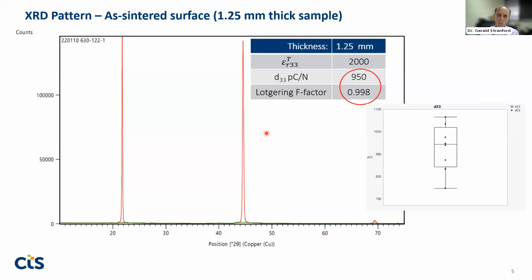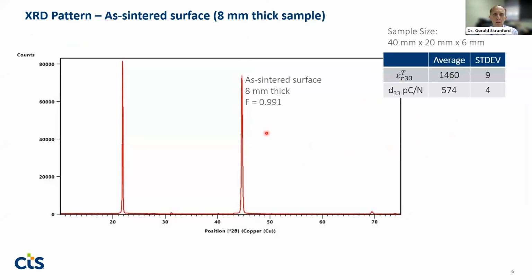And then we went to a thicker sample, in this case, 8 millimeters thick. And you see, we do still get a high level of texturing. Once again, this is at the surface. We're seeing 0.991, so a very high level of texturing. But on the other hand, our D33 is now down around 574, and our dielectric constant here is 1460, considerably lower than the 2000 we saw for the thinner sample.